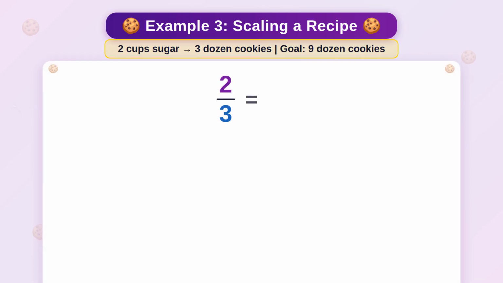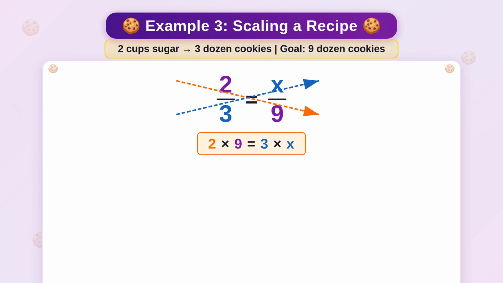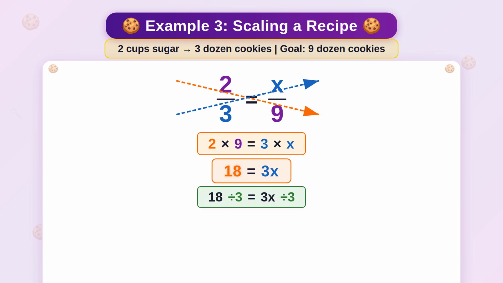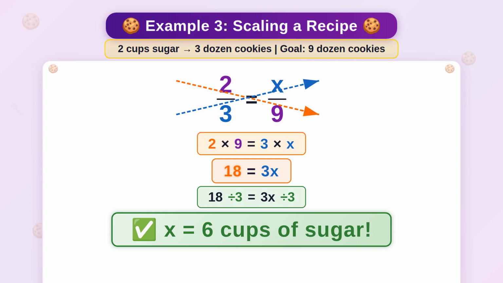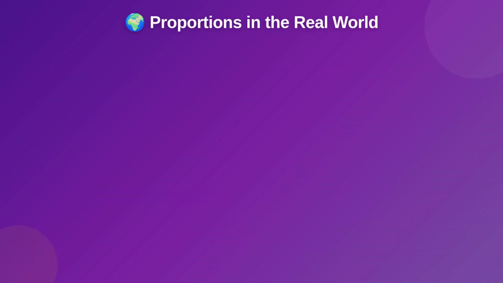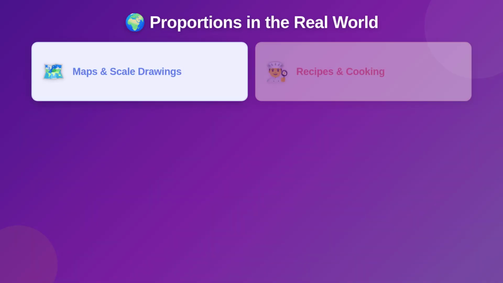Maya's helping bake cookies for the school bake sale. The recipe uses 2 cups of sugar for 3 dozen cookies. She wants to make 9 dozen cookies. How many cups of sugar does she need? We set up 2 over 3 equals x over 9. Cross multiply. 2 times 9 equals 3 times x. 2 times 9 is 18. So 18 equals 3 times x. Divide both sides by 3. 18 divided by 3 is 6. So x equals 6 cups of sugar. Let's verify. 2 times 9 is 18, and 3 times 6 is 18. They match. Maya's cookies are going to be amazing.